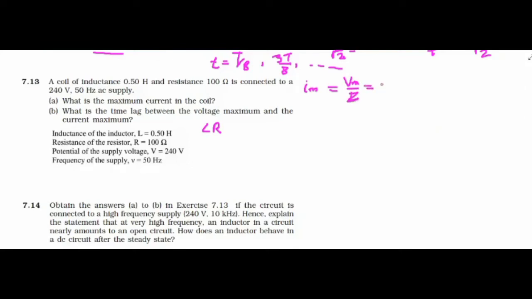is equal to, 240 volt is VRMS, so we have root 2 VRMS divided by Z, which is under root R square plus omega L the whole square. Again, frequency 50 Hertz is given, so omega is equal to 2 pi nu, and substituting the values, you get the answer for the peak value of current.